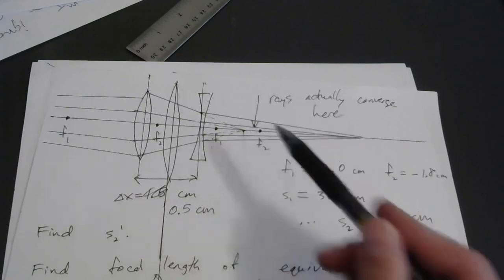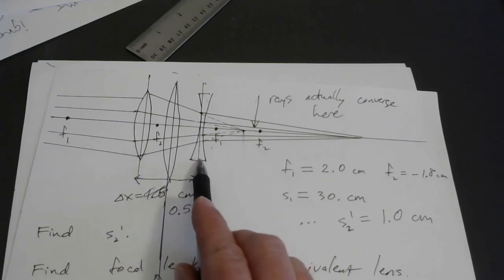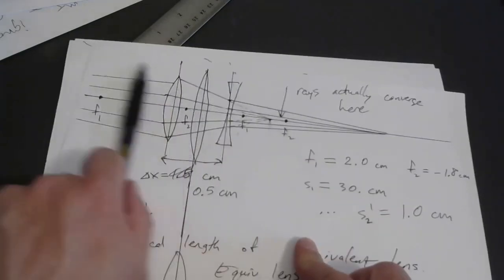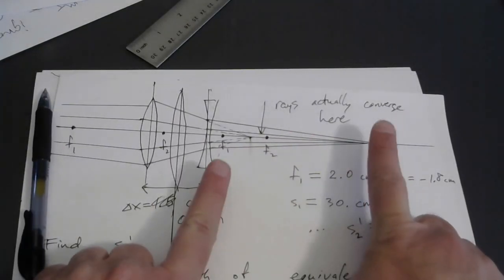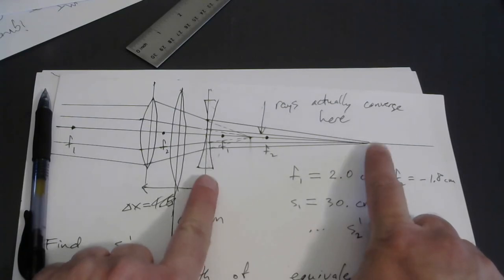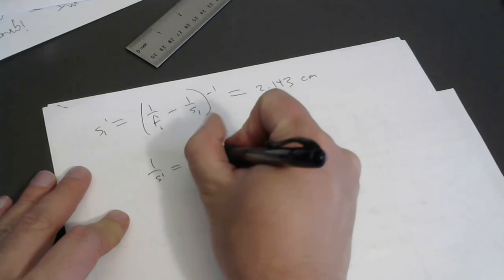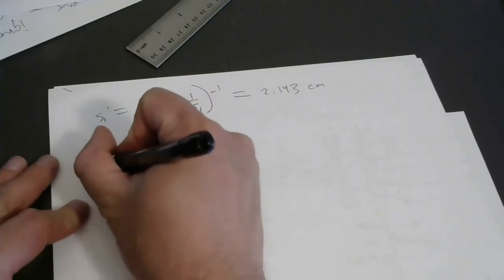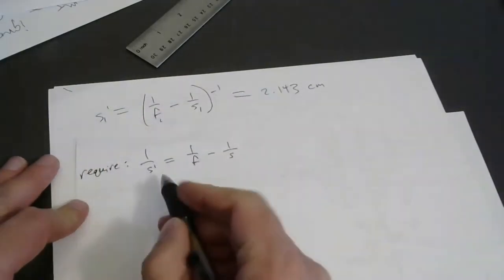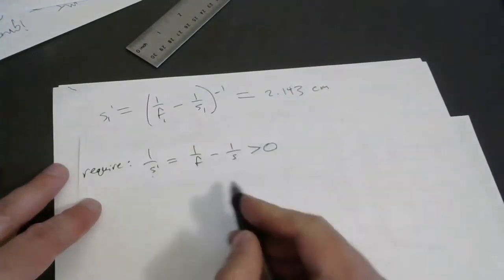Now, previously I did a ray diagram for a converging lens followed by a diverging lens. And we found that the final image was actually on this side. Right now, we're hoping that we get a final image on this side. So the requirement is that S2 prime, the image distance for the second lens, be a positive number. Now, if you look at the thin lens equation, 1 over image distance is 1 over F minus 1 over S. And we are requiring that S prime come out as a positive number. That means the reciprocal would also be a positive number. So this is supposed to be positive.